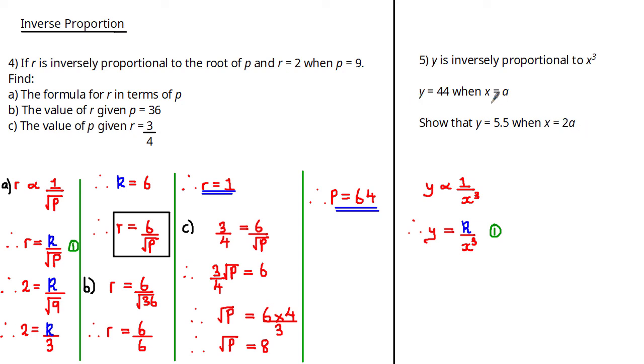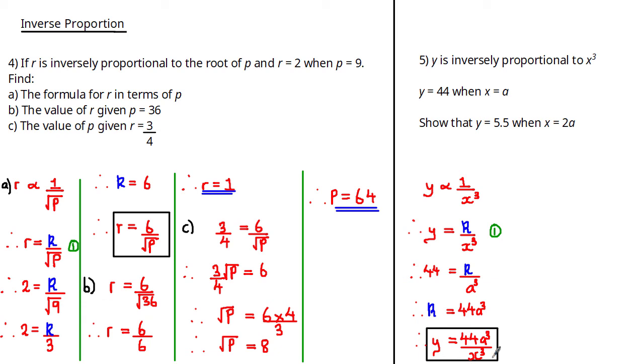So let's use the information we're given and substitute these terms into equation 1 to get the following, that 44 is equal to k divided by a cubed. And so by multiplying both sides of this equation by a cubed, we can find an expression for k, which is equal to 44a cubed. And as normal, we would substitute this expression for k back into equation 1 to get a general formula for y in terms of x to be 44a cubed divided by x cubed.